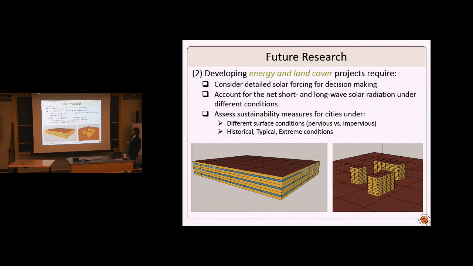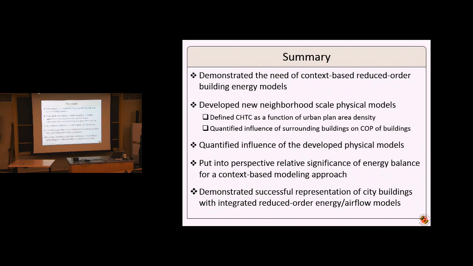So with this, I would like to summarize. In the presentation, we looked at the need for context-based reduced order modeling of the building energy systems. I showed some need for new physical models, and I also showed how it could be used for the convective heat transfer coefficient, for the efficiency of cooling systems, and I showed how we could quantify those influences. At some part of the presentation, we looked at the relative significance of each term. And I also propose that we could look at broader scales, since we are looking at it right now in College Park, Baltimore, and Washington, D.C., so it's possible to deploy it at the city level.